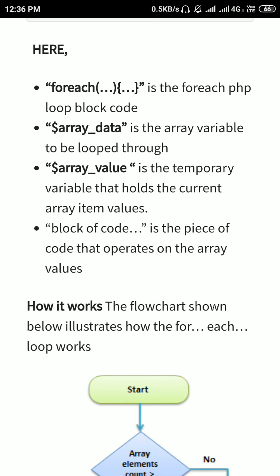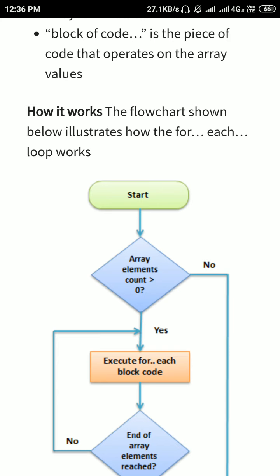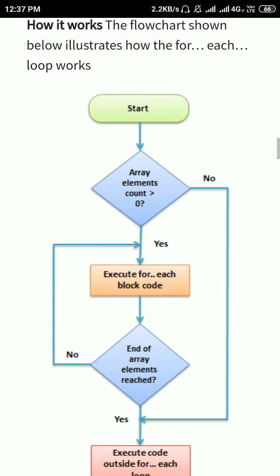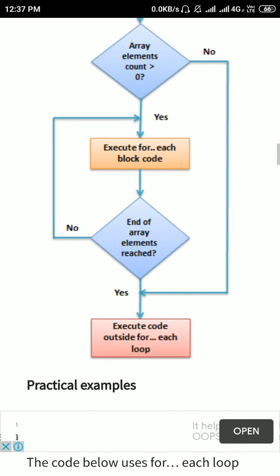How it works? Let's understand through the flowchart. First you have to start, and then check whether the array elements count is greater than 0. If yes, execute the foreach block code. If no, go to execute the code outside the foreach loop. If yes, execute the foreach block code. Have the end of the array elements been reached? If yes, then execute the code outside the foreach loop. If not, again execute the foreach block code, right?